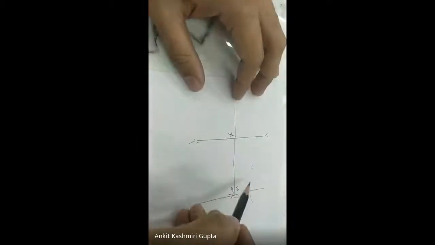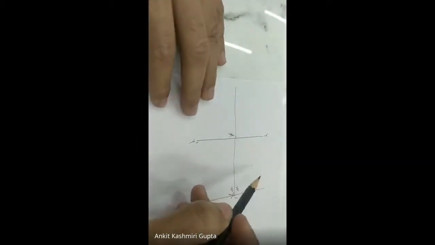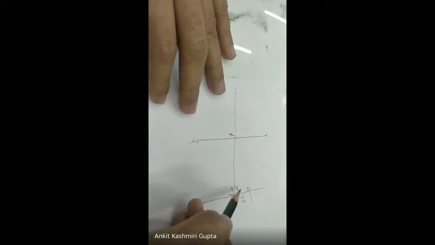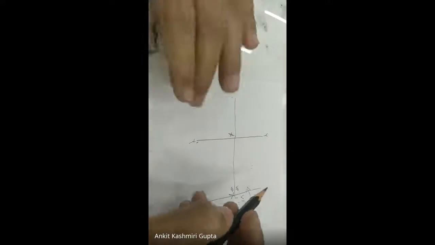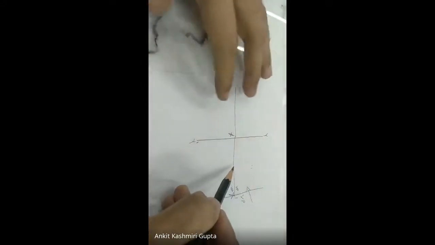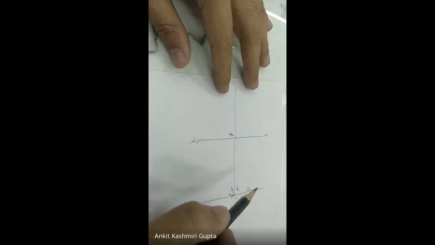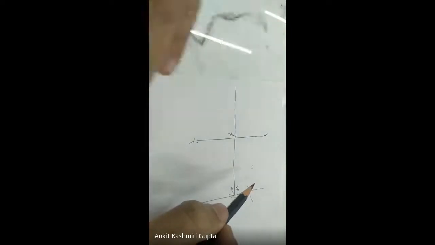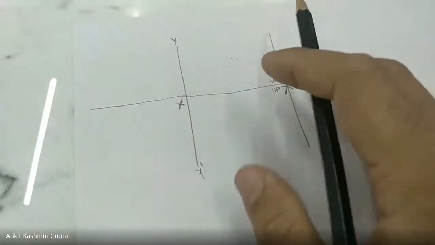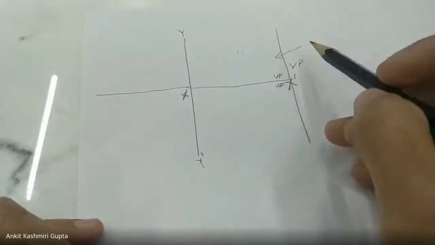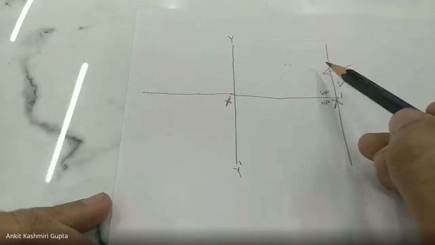And now the question reads that draw the front and top view. So my front view will come in VP, and my top view will come in HP. It reads that the point is lying 70 above HP. That means all the dimensions which I take in HP are measured in VP.